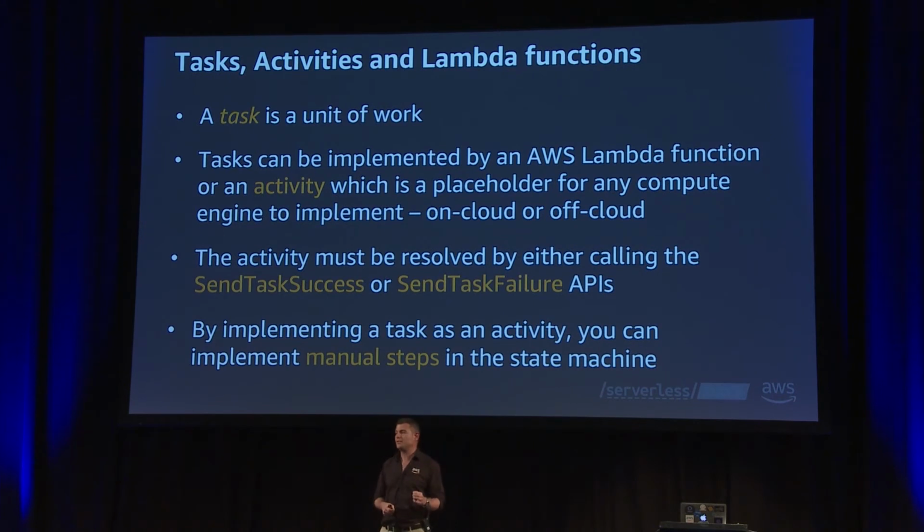Now, what you need to do in the activity that implements this is call send task success or send task failure through the AWS API, which is available through the SDK in all the languages we support. So you just need to make sure you do your work and then call either success or failure, and then the state machine will kick off to the next step. So this is how we're implementing the manual steps in this particular workflow.